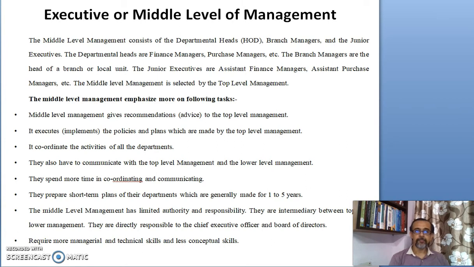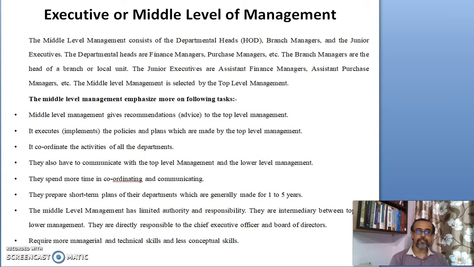The middle level management gives recommendation or advice to the top level management. They execute or implement the policies and plans which are made by the top level management. They coordinate the activities of all the departments. They also have to communicate with the top level management and the lower level of management. They spend more time in coordinating and communicating. They prepare short-term plans of their departments, which are generally made for 1 to 5 years.